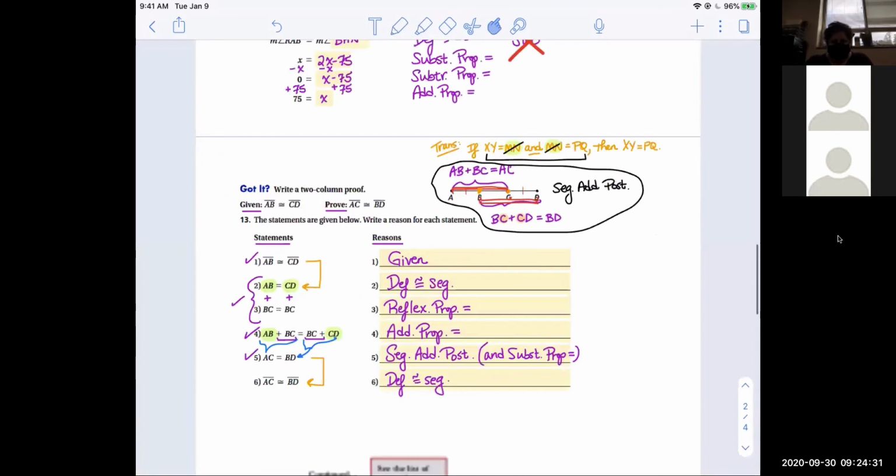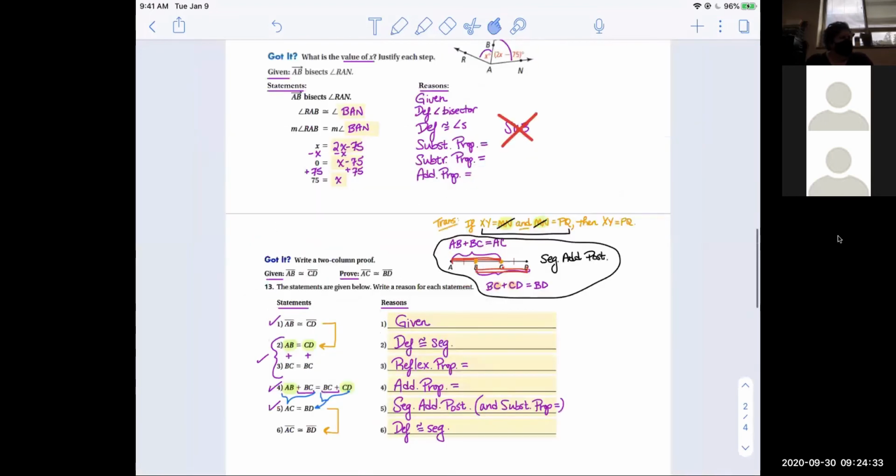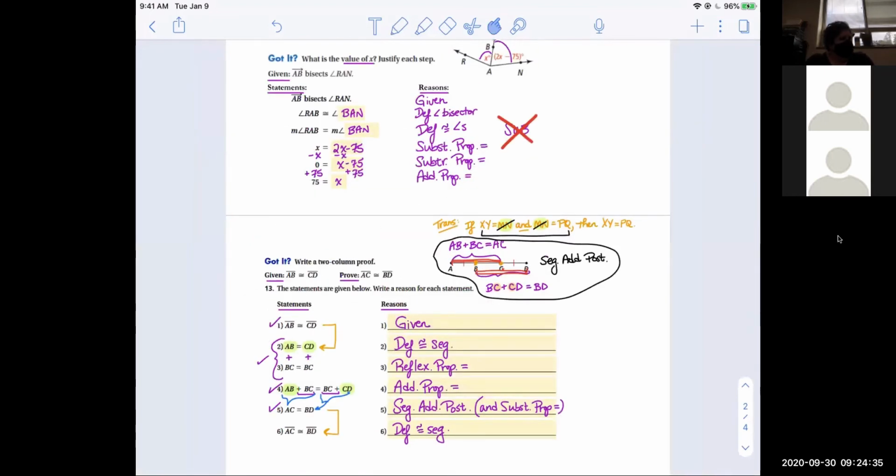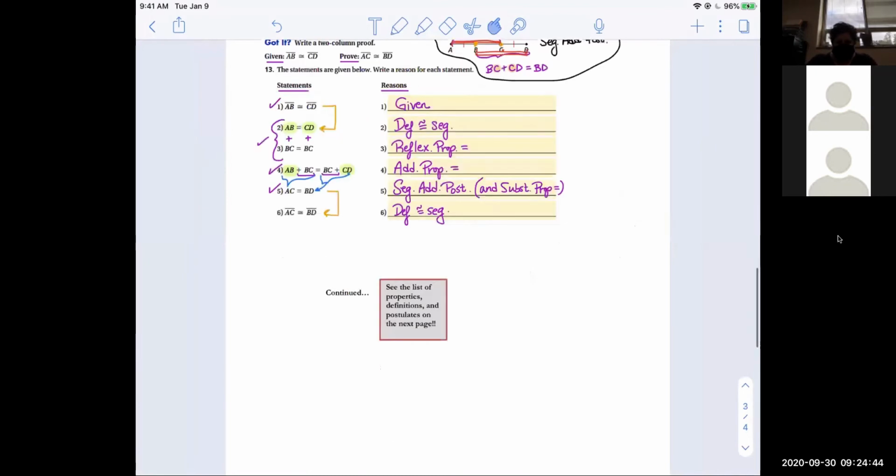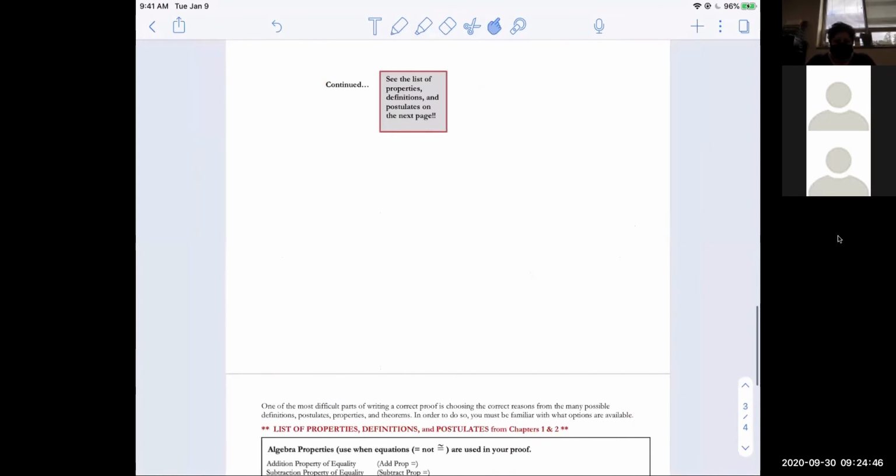Okay, any questions on the proofs that we talked through today? I'm going to keep doing some more of this, and then we're going to go over homework. Okay, I want to discuss with you the difference between substitution and transitive.